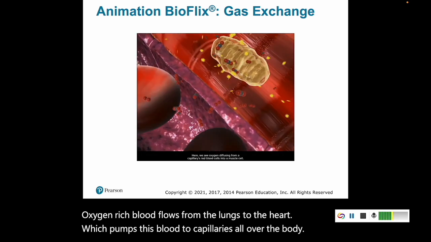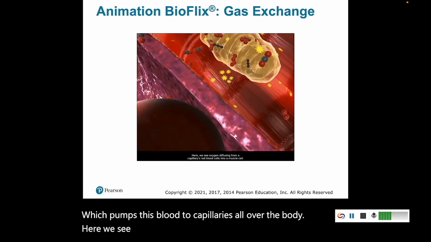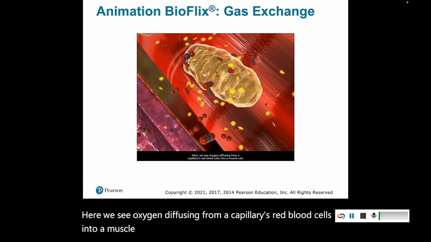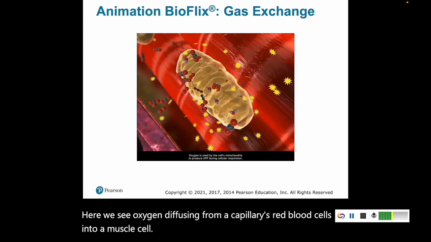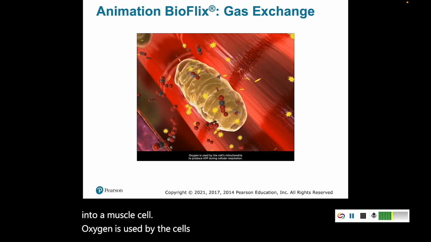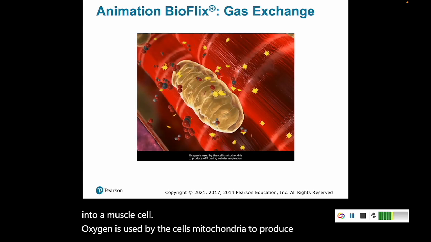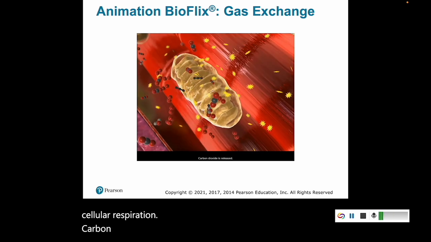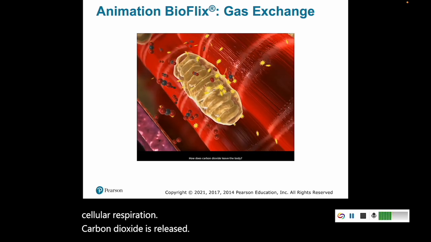Here, we see oxygen diffusing from a capillary's red blood cells into a muscle cell. Oxygen is used by the cell's mitochondria to produce ATP during cellular respiration. Carbon dioxide is released. How does carbon dioxide leave the body?